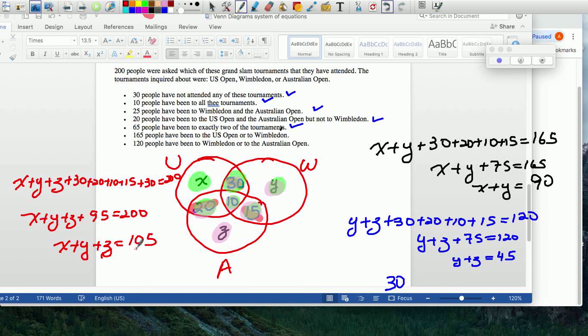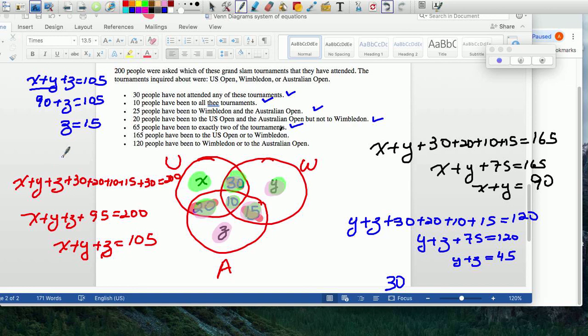So just like the previous problem, we can substitute, right? So I know that x plus y is 90. Look, I can replace this x plus y over here. So let me take this upstairs. So x plus y plus z equals 105. So I'm going to use the information from this equation. I know that x plus y is 90, so I'm going to replace these two. Instead of x plus y, I can write 90. 90 plus z equals 105. So if I subtract 90 from each side, I get that z equals 15.